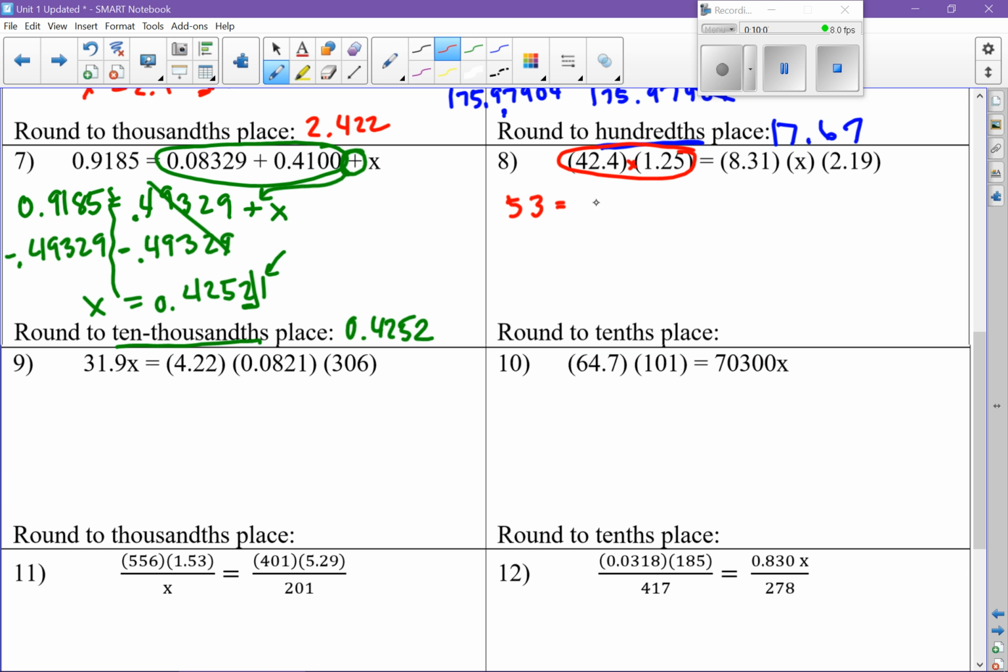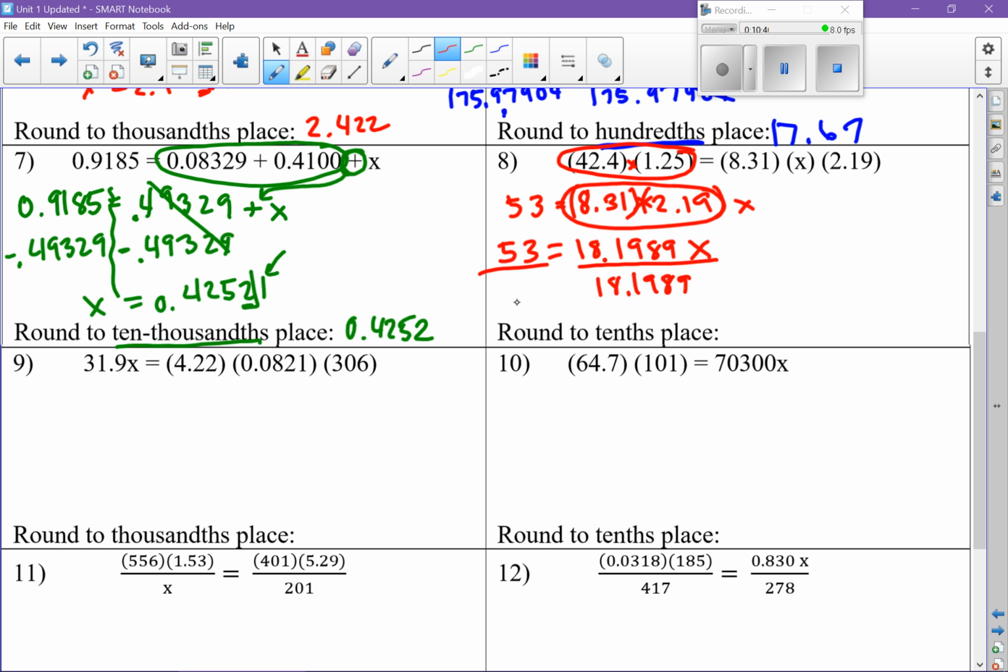Some people find it easier to write the numbers like this so that they're close together and then move the x over there. Then it's easier to see that I want to multiply those two numbers together. So I'm going to keep the 53 over here, multiply the 8.31 times 2.19, and you're going to get 18.1989 and keep my x there. Then it's easy to solve. Just divide by the thing that's touching the x on both sides.